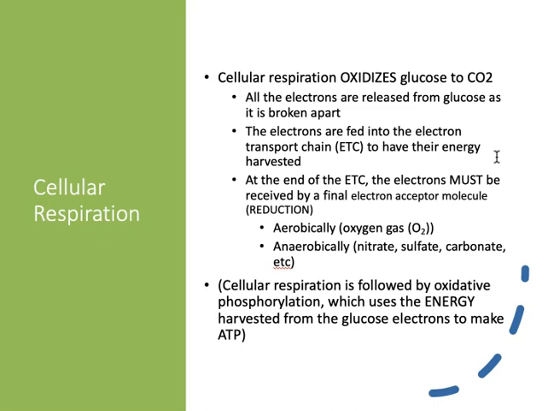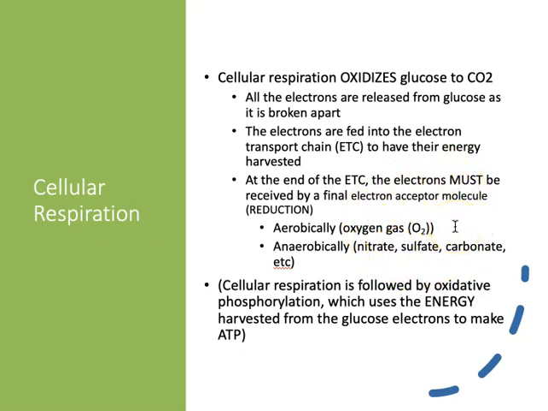Now, at the end of the electron transport chain, the electrons need to go somewhere. They have to be received by a final electron acceptor molecule. In other words, something has to get reduced. And that something is this final electron acceptor molecule. Now, in aerobic microbes and in other aerobes like humans, the final electron acceptor molecule at the end of the electron transport chain is oxygen gas.